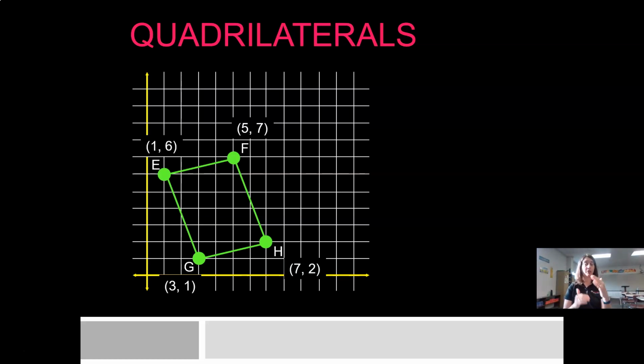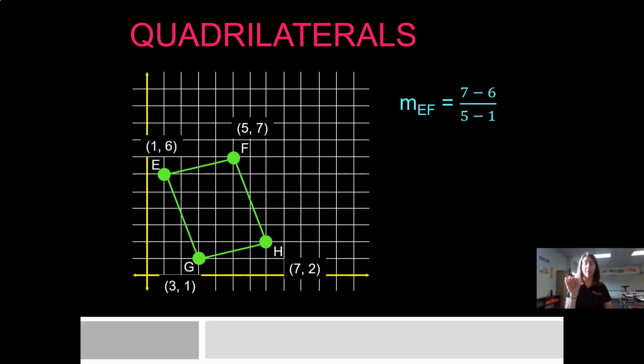We need to show we have 2 sets of parallel sides. So I'm going to begin with the 2 slanted pieces, the one on the top and the one on the bottom, and I need to show that those are parallel to each other. To show that they're parallel, I need to identify that their slopes are the same.